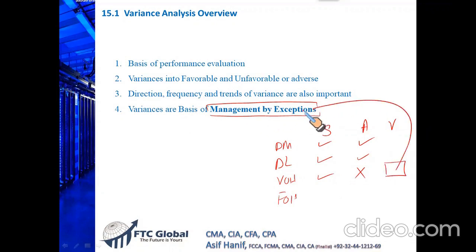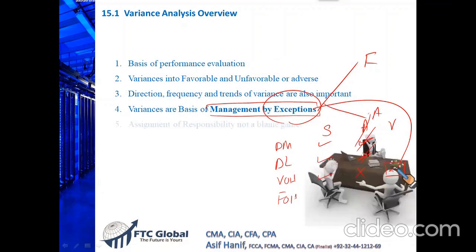So management by exceptions means that those areas of performance that are working as per our expectations, fine. They don't need any further evaluation. But those areas of performance that are not as per our expectations, those are exceptions, either favorable or adverse. They must be analyzed. They must be seen. Why is it so?